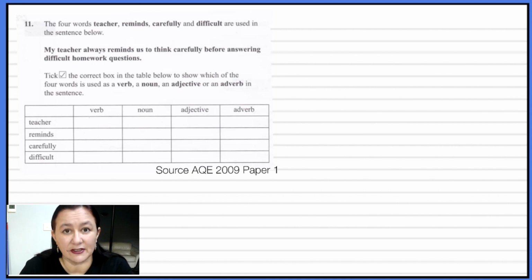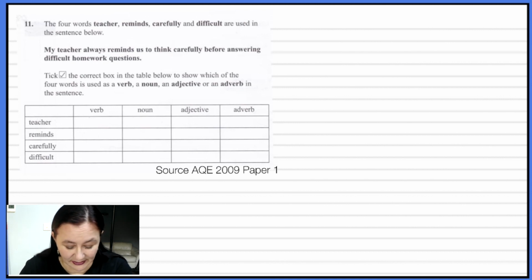So in this particular question, it says there are 4 words, teacher, reminds, carefully and difficult, that are used in the sentence below. And the sentence is, the teacher always reminds us to think carefully before answering difficult questions. What you have to do in this format, which is pretty standard, is down the left hand side you've got those 4 keywords. Across the top you've got verb, noun, adjective, adverb. And what you have to do is put a tick in the one that is the verb, the one that is the adjective, etc.